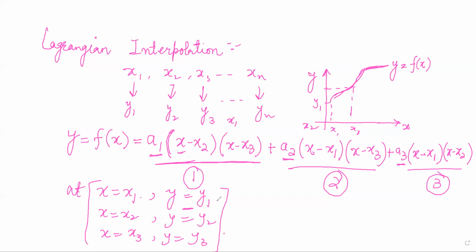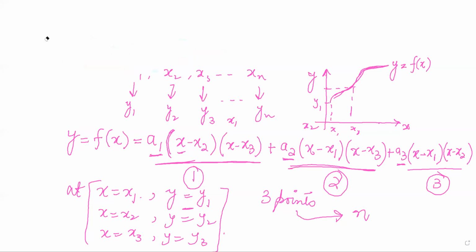Be careful here that we are doing this interpolation for only 3 points. We'll derive this formula for 3 points, which we will then define for n number of points. Right now we have taken only 3 points, x1, x2, x3, y1, y2, y3. So if we are given these points, what will be the corresponding values?